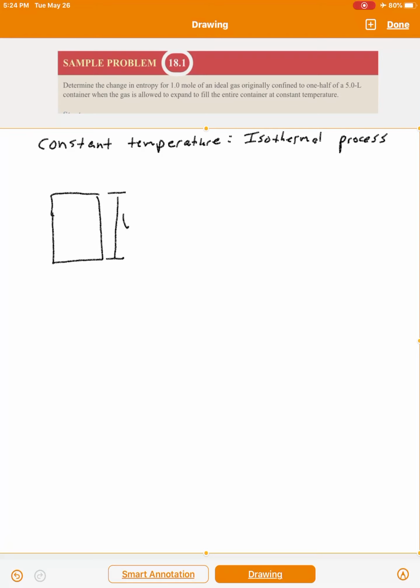So the volume of this container is 5 liters. Originally, the gas is confined to 1/2 of that. Now, what's 1/2 of 5 liters? 1/2 of 5 liters is 2.5 liters. So our initial volume is 2.5 liters. It then goes through what's called isothermal expansion.